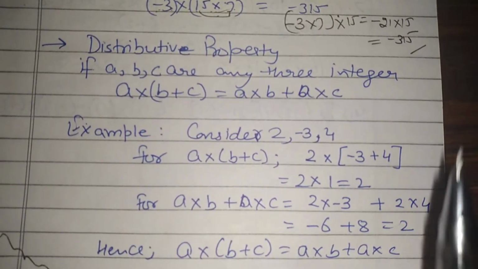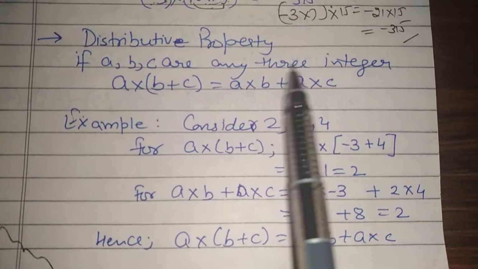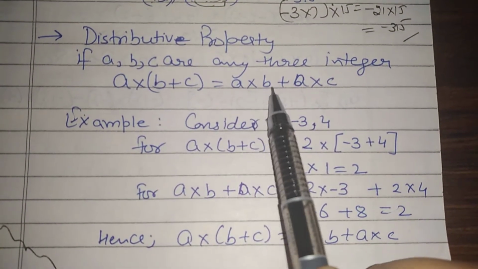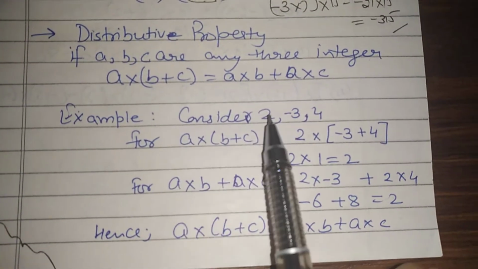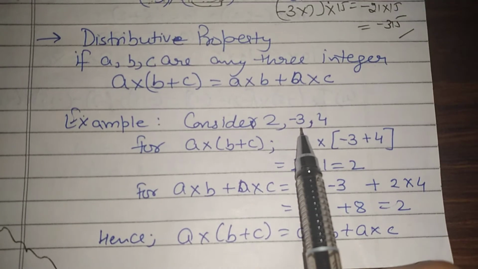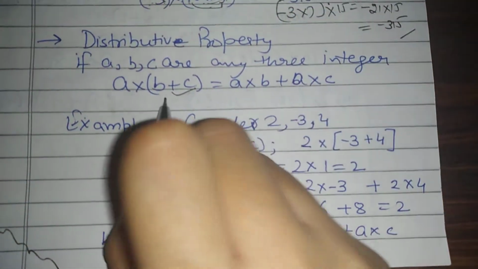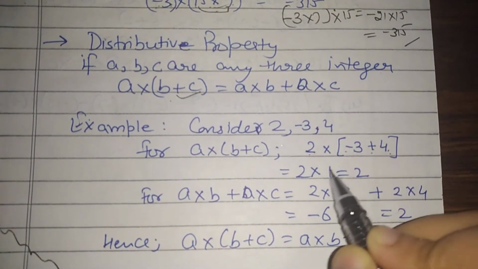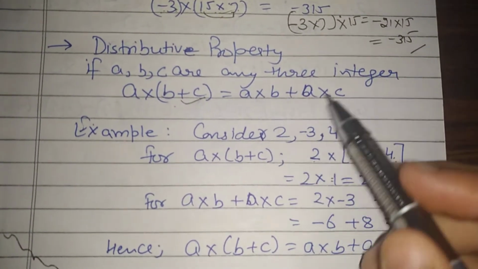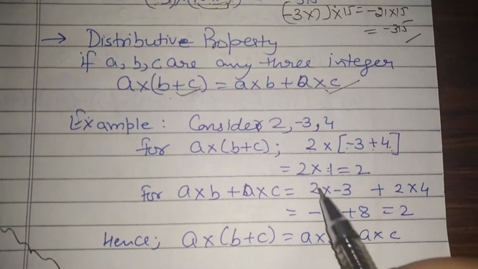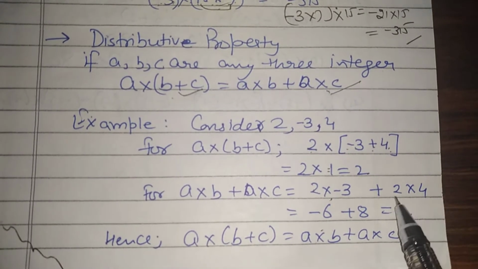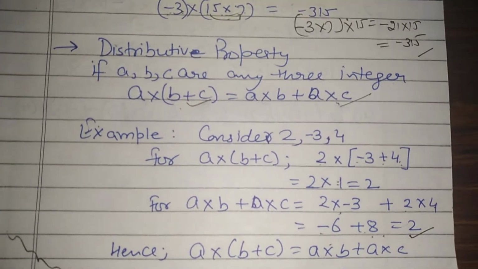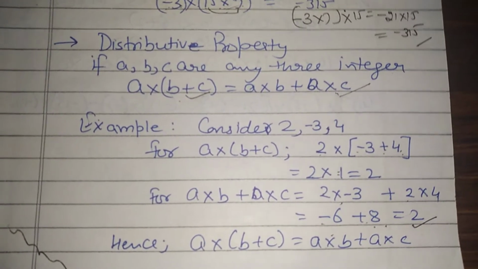Next property is the distributive property. So here in this case, suppose a, b and c are three integers. A cross b plus c equals a cross b plus a cross c. So here I consider 2, minus 3 and 4. Firstly applying this on the left hand side. 2 into minus 3 plus 4. Minus 3 plus 4 is 1. 2 into 1 is 2. Then applying this on the right hand side. 2 into minus 3, that is minus 6. 2 into 4, that is 8. So minus 6 plus 8 is also 2. So this property is also true.